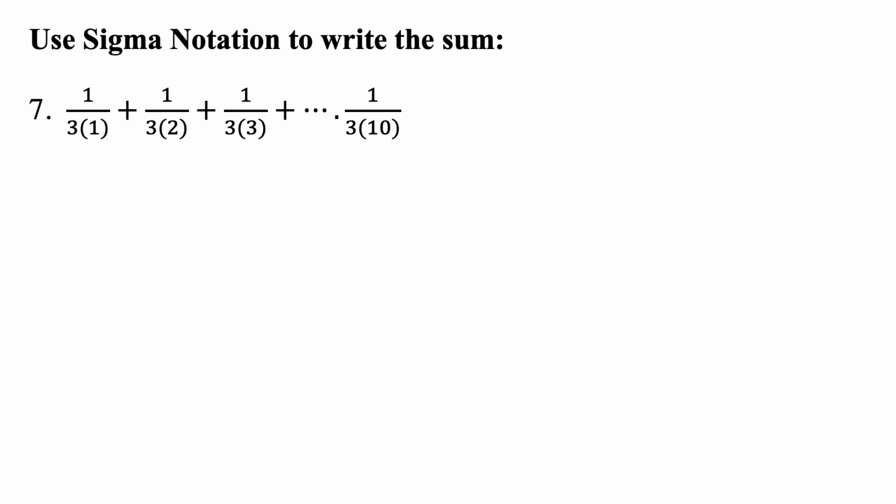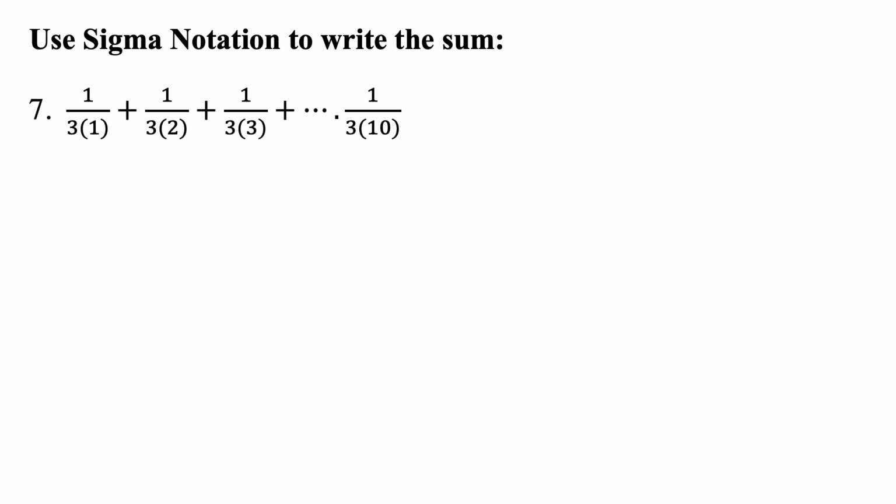Okay, and for number 7, we're doing the same thing. So why don't you pause the video, go ahead and try it, and then come on back to check. Here we want to write sigma notation for the sum of 1 over 3 plus 3 times 1 plus 1 over 3 times 2 plus 1 over 3 times 3 all the way up until 1 over 3 times 10.